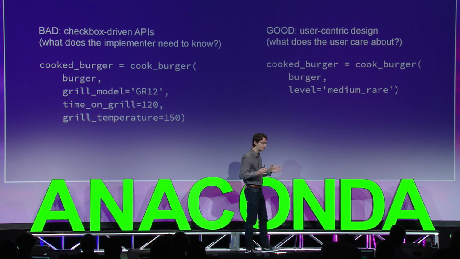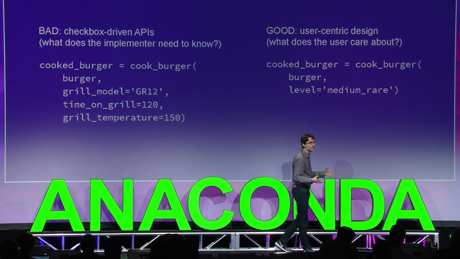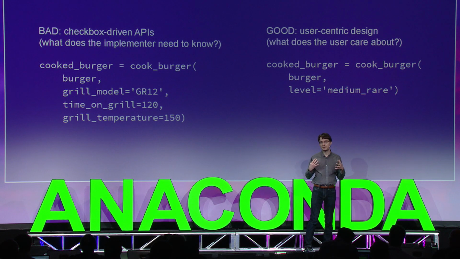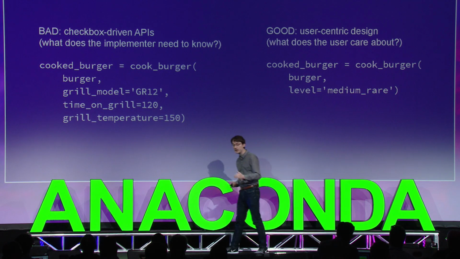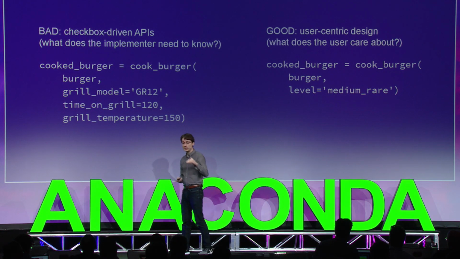So there are really two mindsets when you're designing APIs. One is this implementer mindset that's very constraint-driven. And the other mindset is user-centric. So you put yourself into the user's shoes. Instead of asking, as the implementer, what do I need to know? You're asking, what does the user care about? What does the user want to tell me? So in the case of this burger cooking API, the user wants to be able to specify, I want my burger medium rare, right? So that's what the API should be about, not about the low-level implementation details.